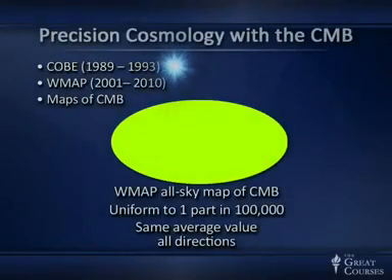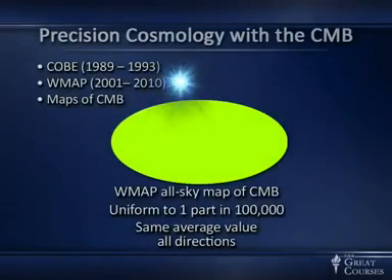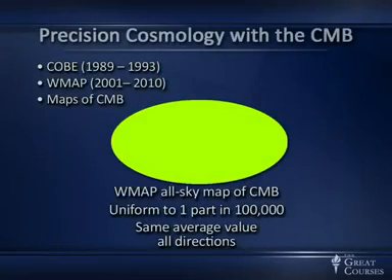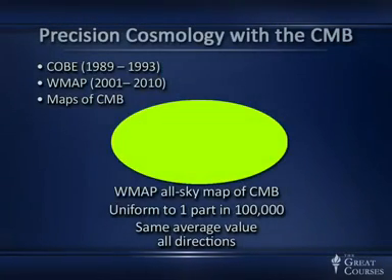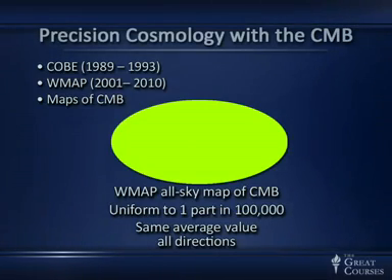I want to look at what I call the era of precision cosmology, and that involves the cosmic microwave background radiation in particular. Two satellites, COBE, the Cosmic Background Explorer, and WMAP, the Wilkinson Microwave Anisotropy Probe, which ceased operations in 2010, have provided us with these precision measurements of the cosmic microwave background. They give us maps of the microwave background, and here is what a map looks like.